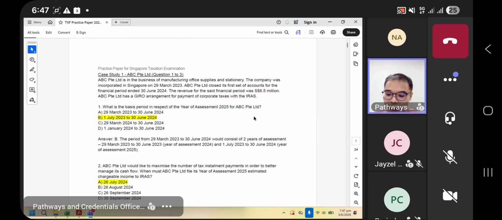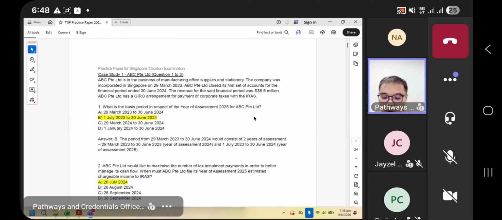Okay, so over here you can see that for YA, the company was incorporated on 29th of March 2023, and the first financial period will end on 30th June 2024. So for the first YA 2024, the basis period will be from 29th of March 2023, which is the incorporation date, all the way to 30th June 2023, because that is the first financial year. And then for YA 2025, it will start from 1st July 2023 to 30th June 2024.